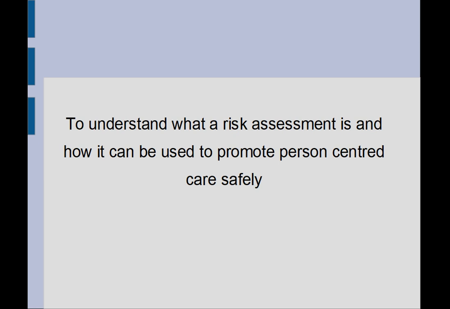Next up, we have to understand what a risk assessment is and how it can be used to promote person-centered care safely. If we don't remember, or you've never heard the term before, person-centered care is when the care and support that's being provided is very individual to that person that you're supporting. It won't be the same as everyone else is getting because that person's needs and wishes and preferences and history is going to be different from everybody else. So, how can we use risk assessments for that?